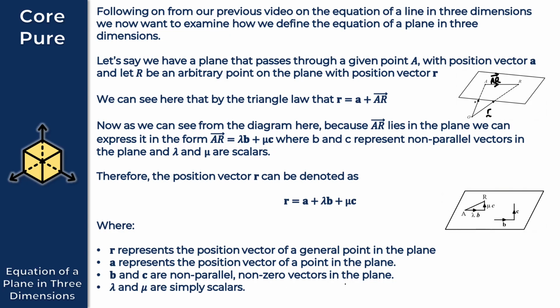I do appreciate that for one page, that is quite a lot of information to take in. So what I'd say is do make a note of this equation. This is the position vector R, which we can denote as follows. And make a note of what each letter represents. R represents the position vector of a general point in the plane. A represents the position vector of a point in the plane. B and C are non-parallel, non-zero vectors in the plane. And finally, lambda and mu are simply scalars.